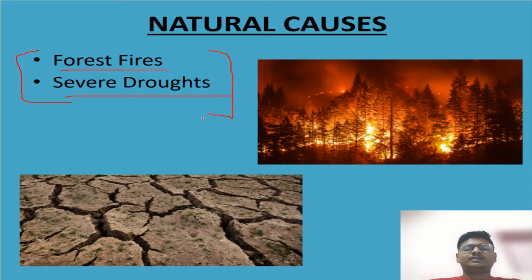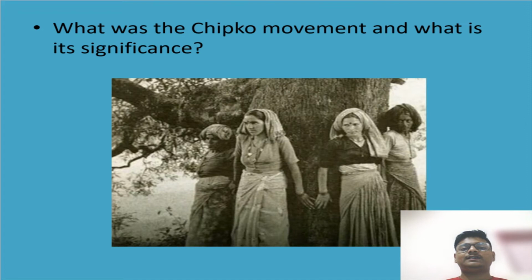We just learned what deforestation is, how it is occurring, and who is causing it, like man-made causes and natural causes. Now when man-made causes were affecting a lot in history, there was a movement called the Chipko movement. In social studies you have learned about this Chipko movement. So tell me what was the Chipko movement and what is its significance? You have to write this answer in the comment section and tell me. Till then, let me tell you what the Chipko movement is.